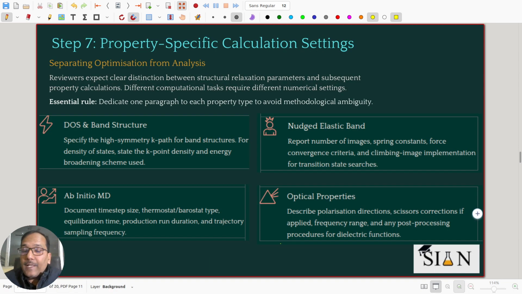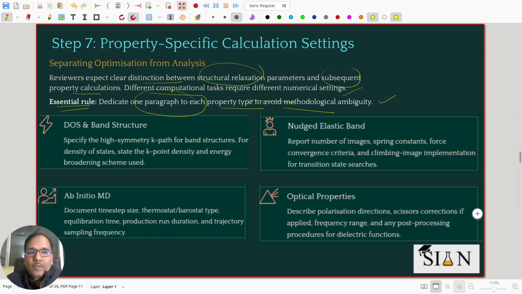Now the property specific calculation settings. All these are for the optimization, and after optimization we move to the property calculation. For property calculation we have to clearly mention the things according to the property of interest. Reviewers expect a clear distinction between structural relaxation parameters and subsequent property calculations. Different computational tasks require different numerical settings. One essential rule: dedicate one paragraph to each property type to avoid methodological ambiguity.